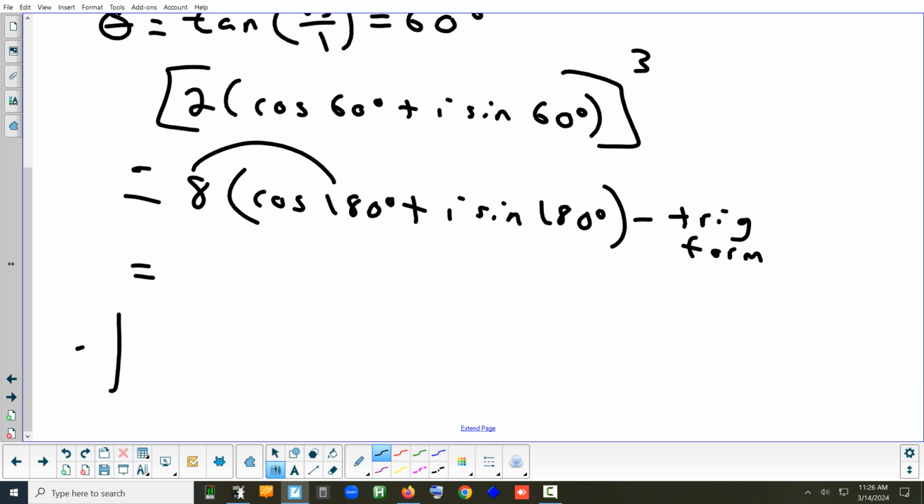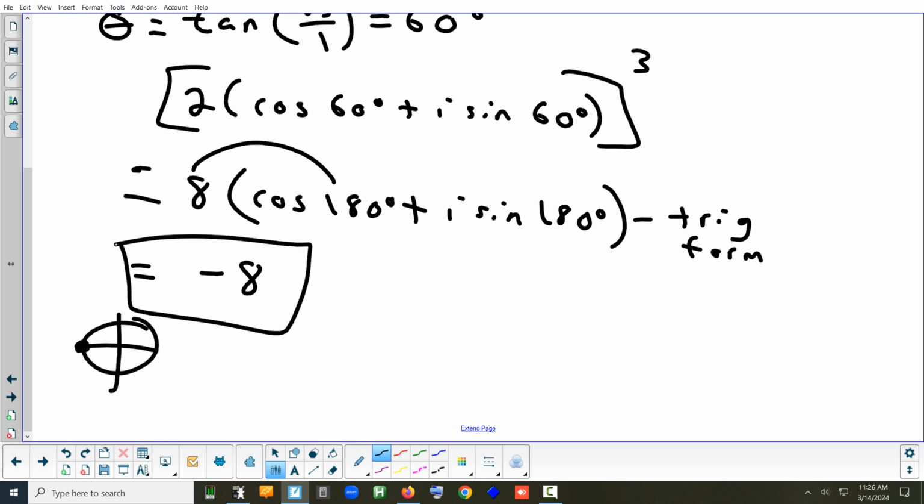Think of where cosine is on the circle. Cosine is over here. The x value of that is -1. That's 8 times -1, so that's -8. Now think of the y value of 180. The y value is 0. If you distribute that out, the sine of 180 is 0. 8 times 0 is 0. So all you get when you convert that back to standard form is -8. You could put plus 0i, but you don't need to.